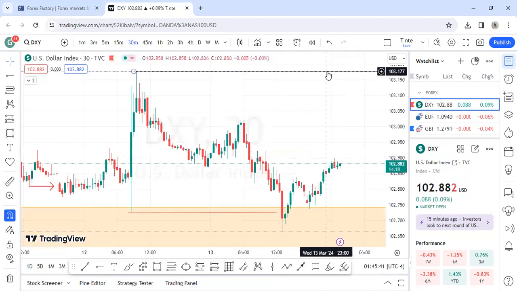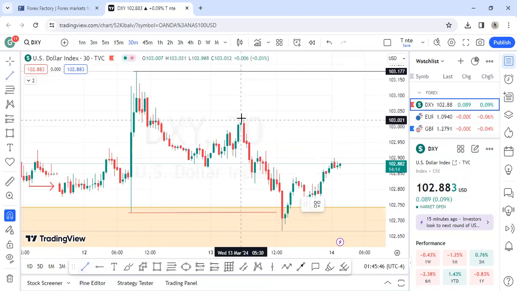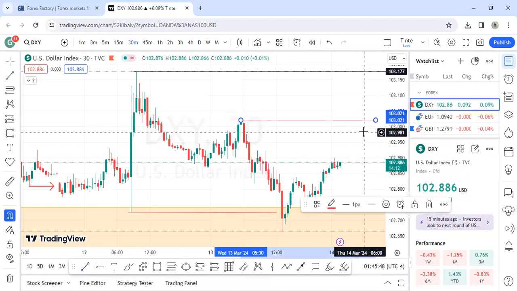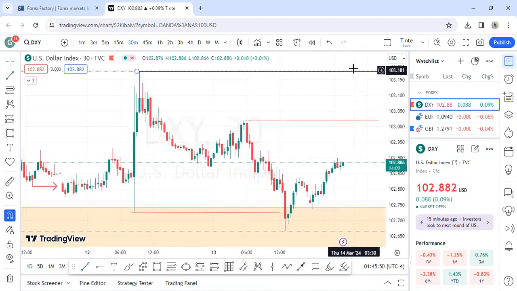Market might want to go for this high. They have this internal liquidity here. So let's keep an eye on this. This is what I'm expecting: the market might likely take out this high and then possibly this high as well. So I'm kind of bullish on the DSY today, right?